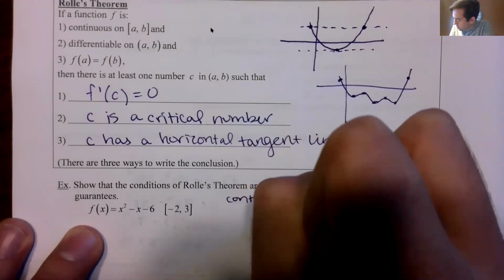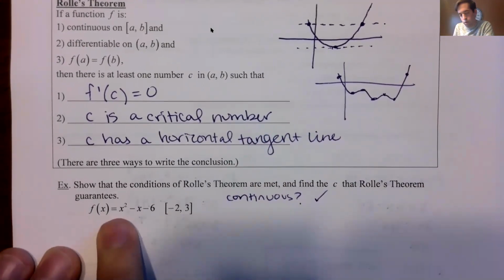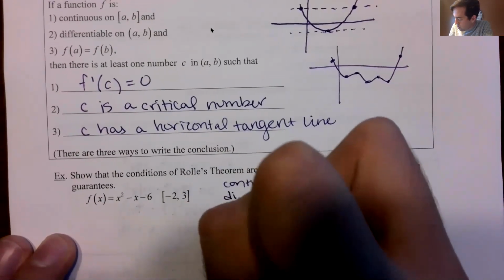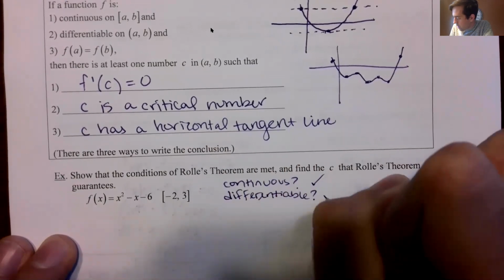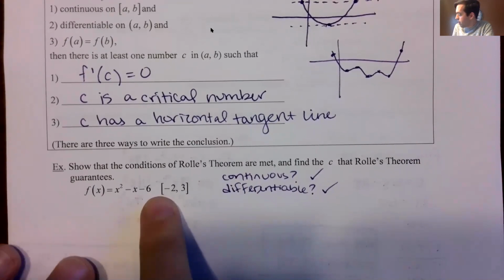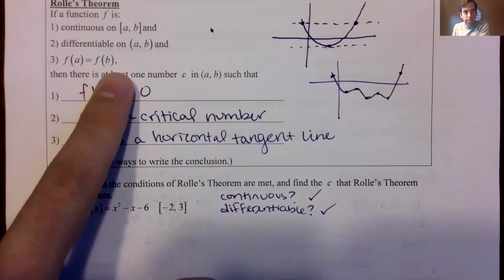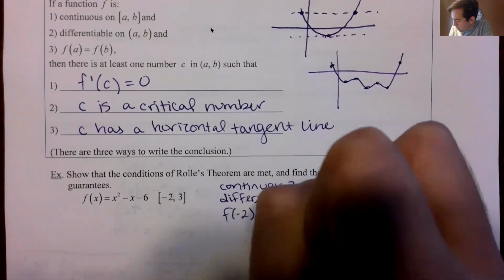from -2 to 3? And the answer is yes. This is a simple polynomial, right? It's going to have curves. It's going to be continuous. There's not going to be any holes or breaks. There's no reason for it. That also answers the question, is it differentiable? It's a simple polynomial. So yeah, it's differentiable. It's only made up of curves, no corners, no holes, nothing like that. And now we need to know, does f of a equal f of b? So does f of -2 equal f of 3?